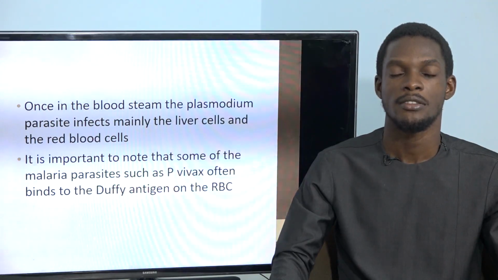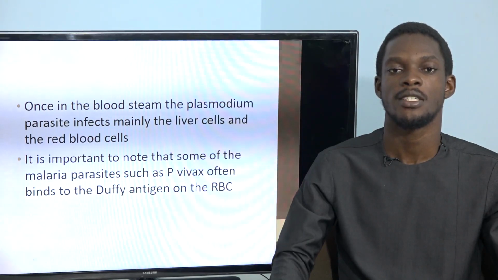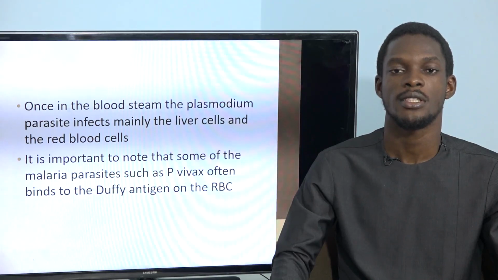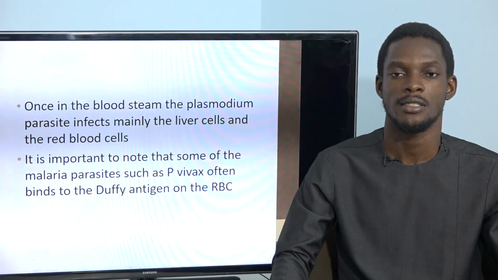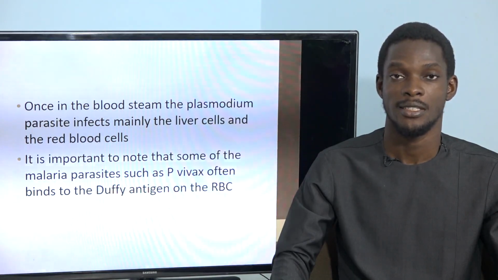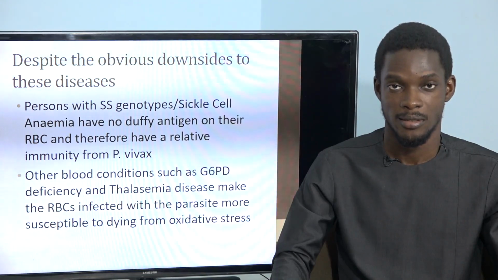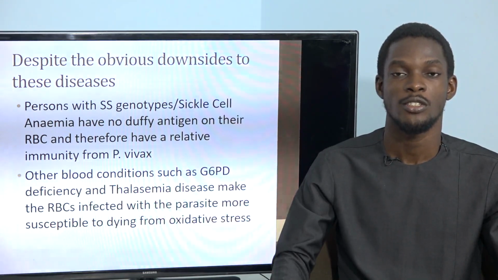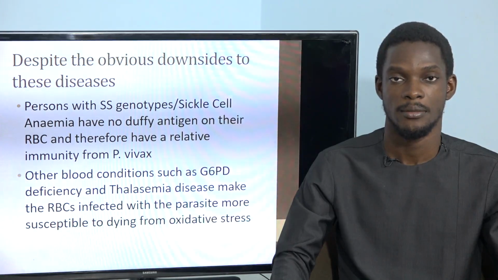Once in the bloodstream, Plasmodium infects mainly the liver cells and the red blood cells. It is important to note that some of the malaria parasites, such as Plasmodium vivax, often bind to the Duffy antigen on the red blood cells. Not everyone has the Duffy antigen. Persons with sickle cell do not have the Duffy antigen, and therefore have a relative immunity to Plasmodium vivax.